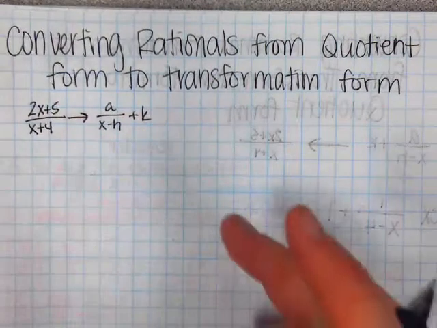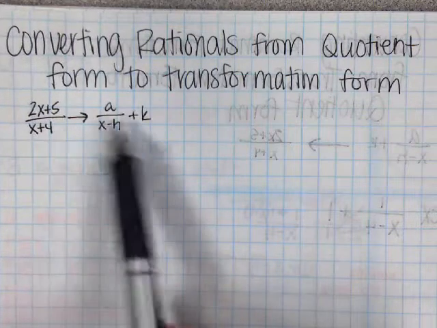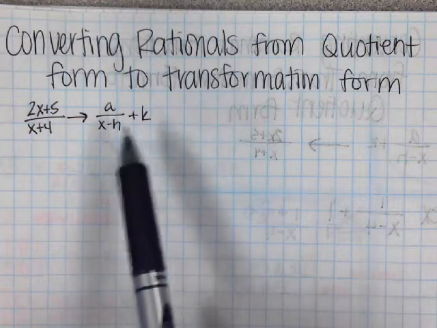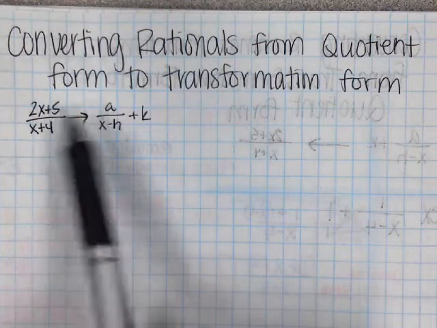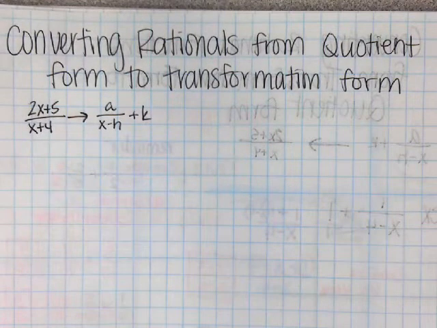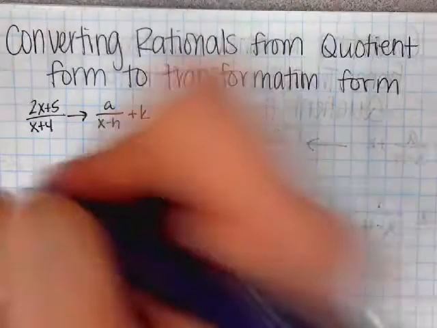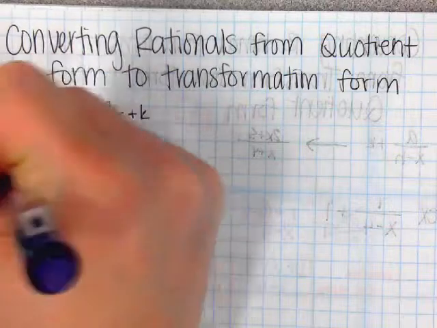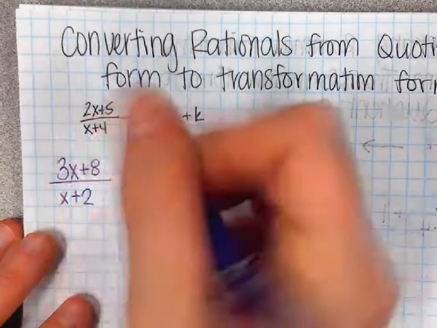And the reason we do this is so that if you're given this and we tell you you're not allowed to use a calculator to find the transformation, which is very possible that you could see something like that, you need to know how to divide this out to get the transformation form. So the way you're going to do this is you're going to be dividing. So if I have 3x plus 8 over x plus 2, you're going to have to divide that.